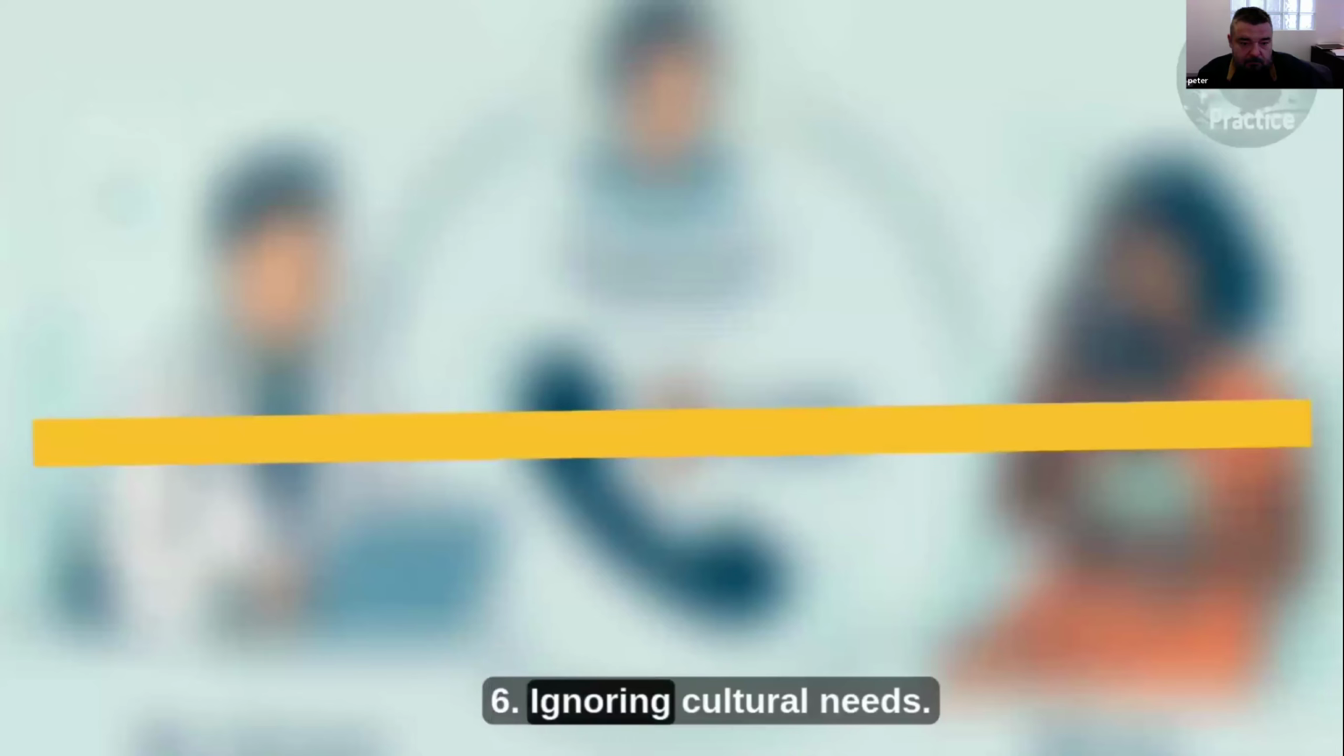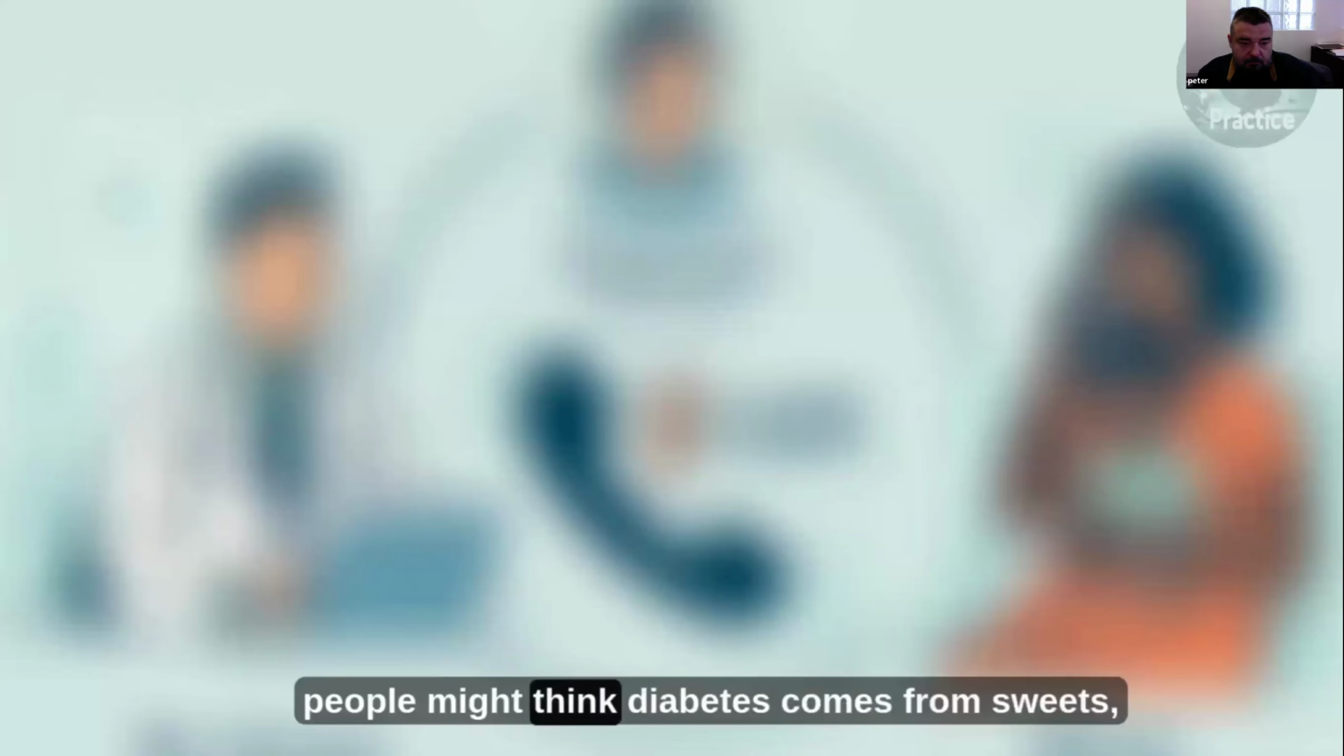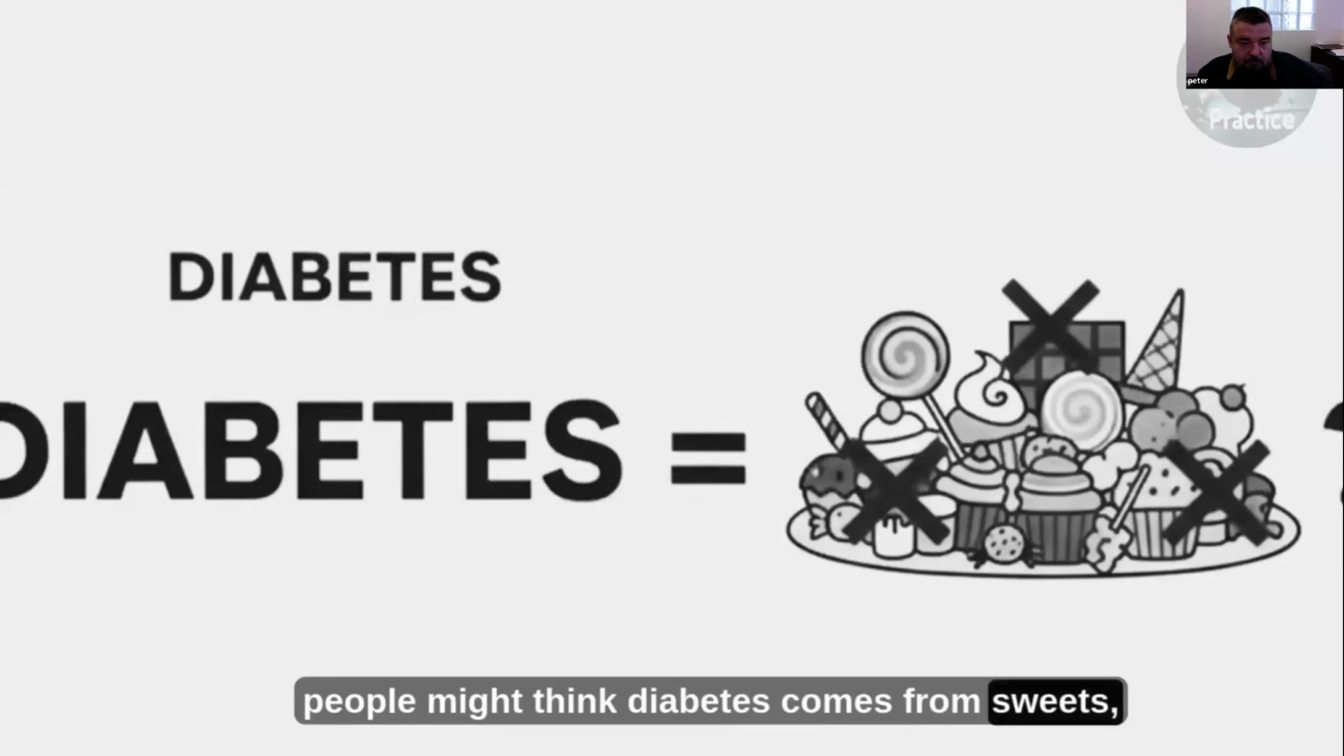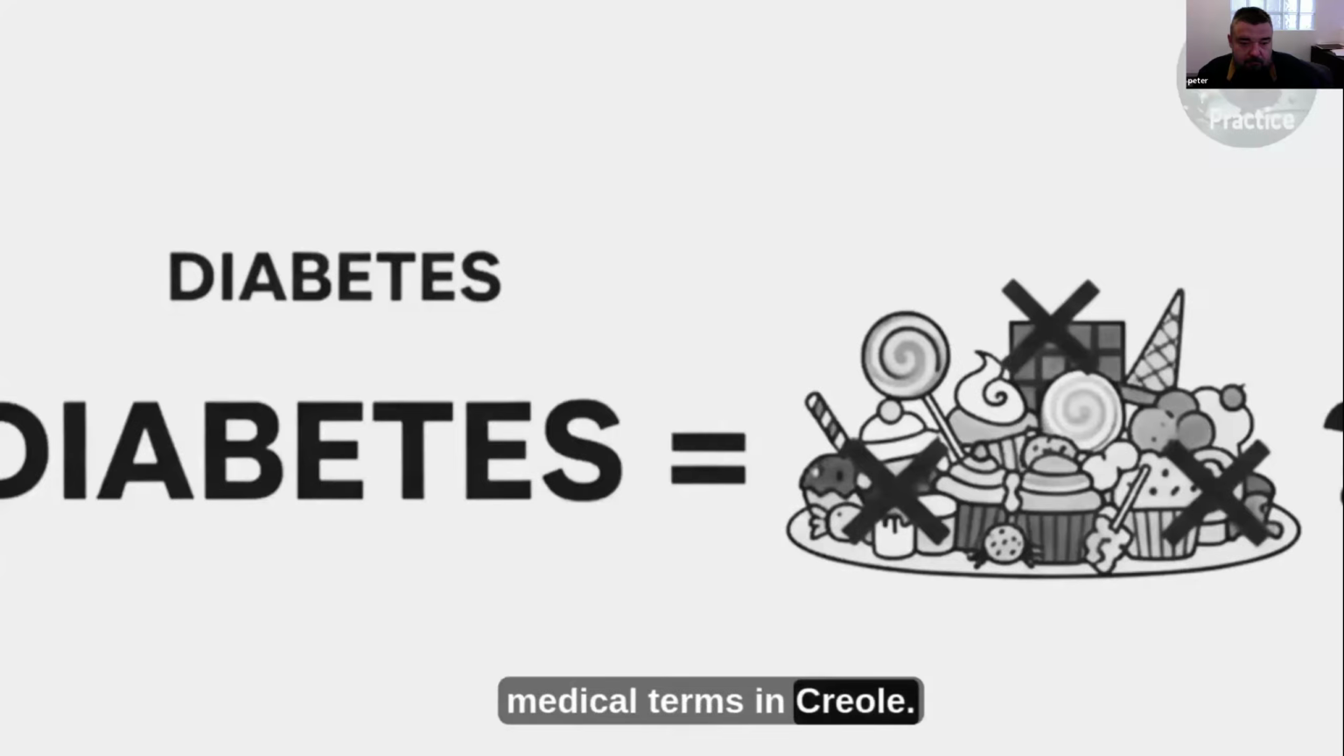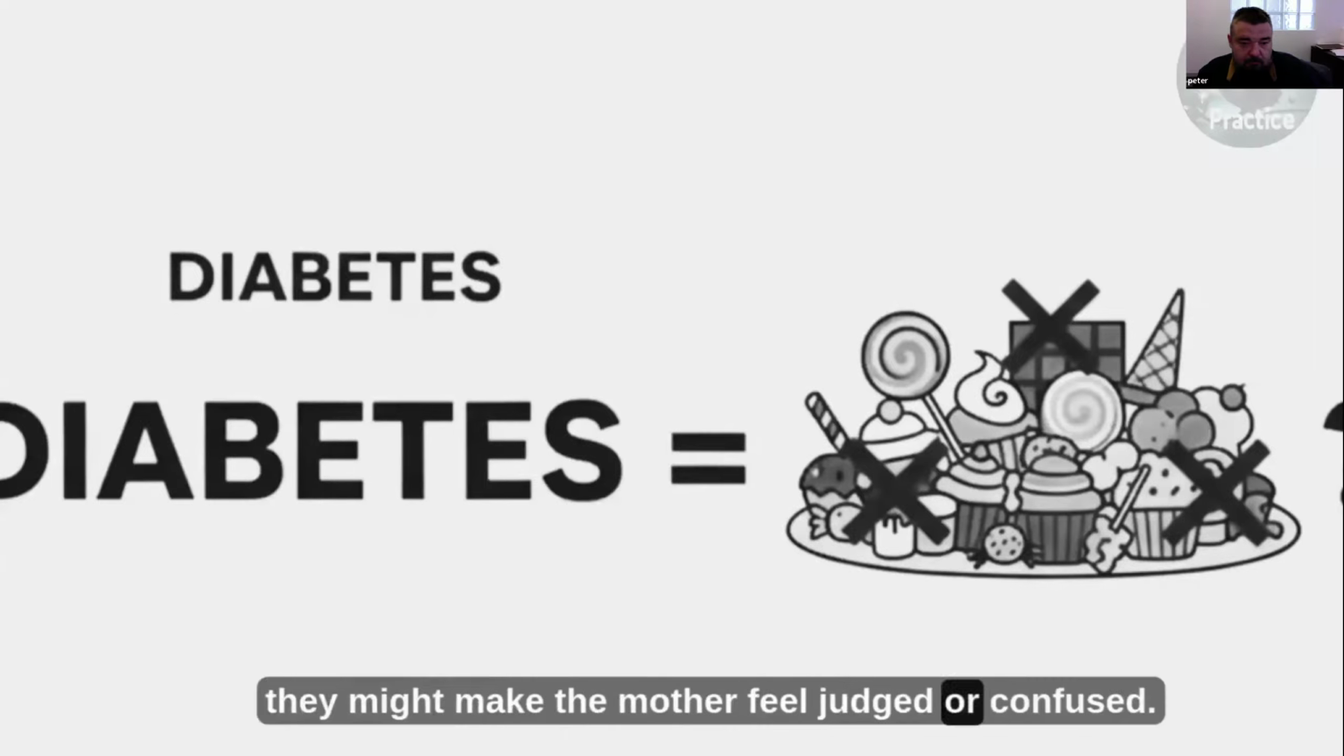6. Ignoring cultural needs. In some cultures, people might think diabetes comes from sweets, but the interpreter should have used correct medical terms in Creole. By saying something wrong, they might make the mother feel judged or confused.